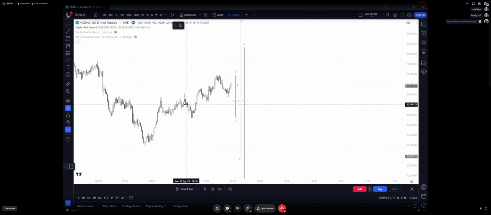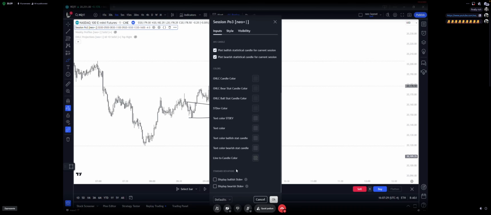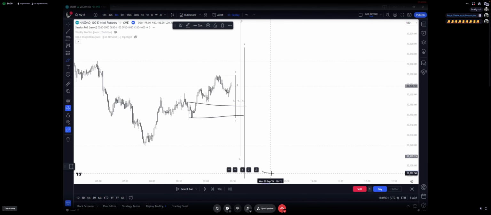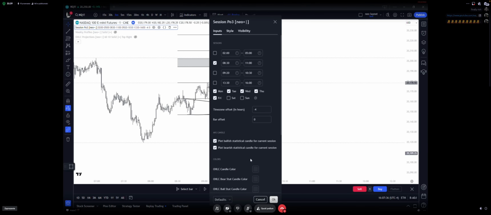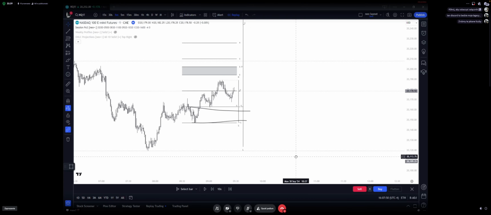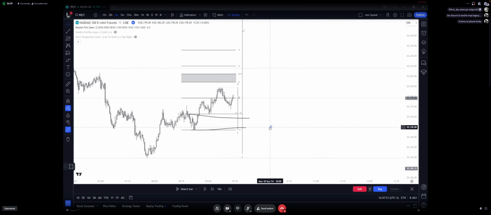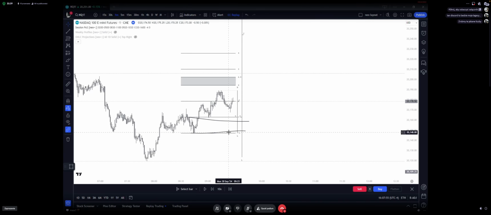And what you can also do is, if you consider this wick as a manipulation, you can look at standard deviation levels for that wick. See, like right here. Or you can even look at the average statistical candle for any specific day. So you can choose Monday, Tuesday, Wednesday, Thursday, depending on what you're trading. And you can look at the data for that day to get like the average candle and see how price behaves on that specific day.